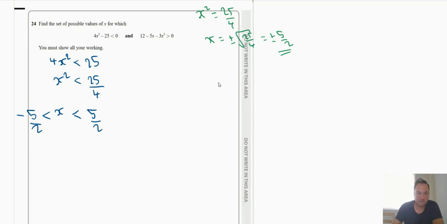Now for the second inequality. Now this looks quite complicated, but the first thing that we need to do, this is how I would do the second inequality.